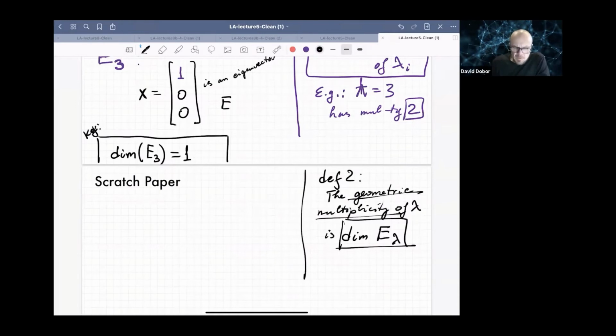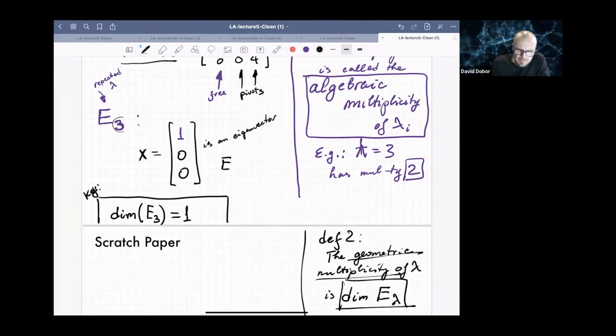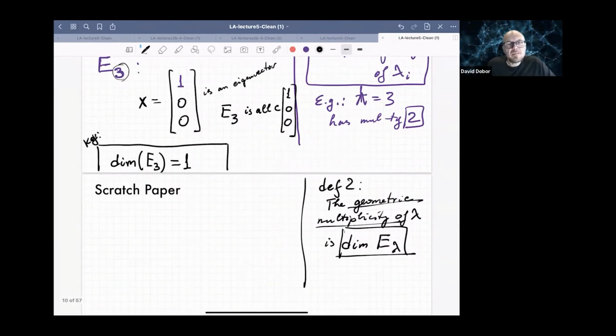Okay, so what's the geometric multiplicity of lambda equals 3? It's a line, right? It's a one-dimensional line. All the multiples of the vector 1, 0, 0 form a line, the x-axis in the 3-dimensional R3. It's a line in R3. That's the eigenspace. The eigenspace has 1 dimension. It's a line. So the geometric multiplicity is 1.